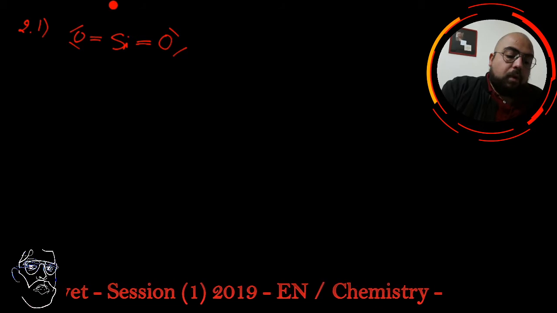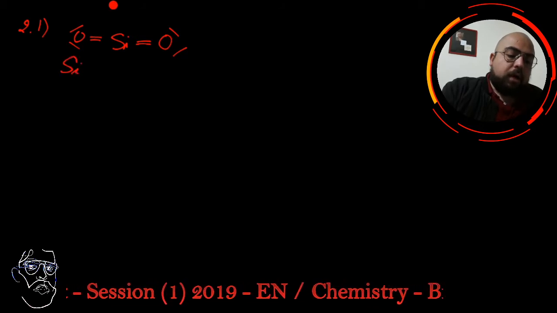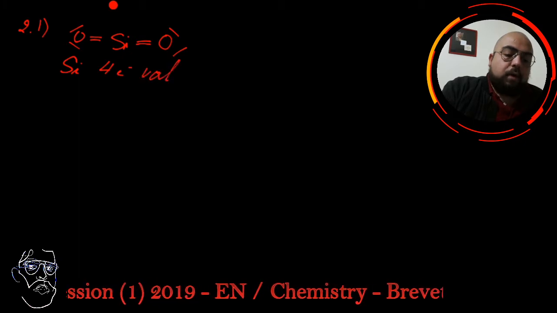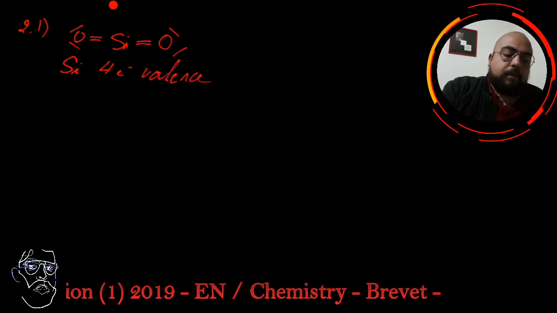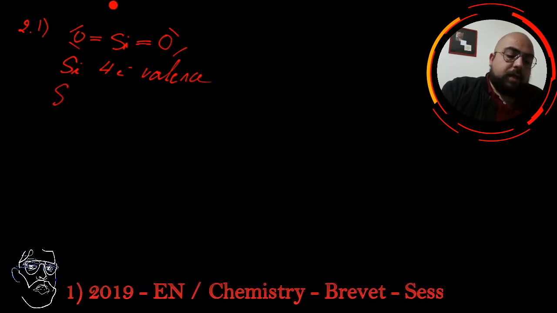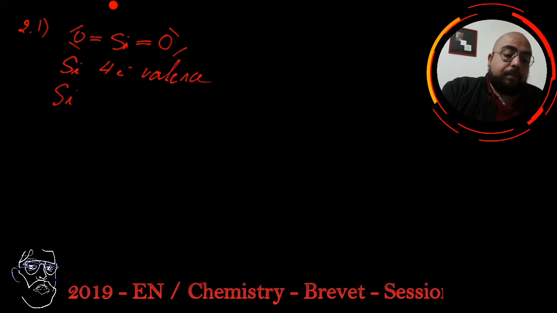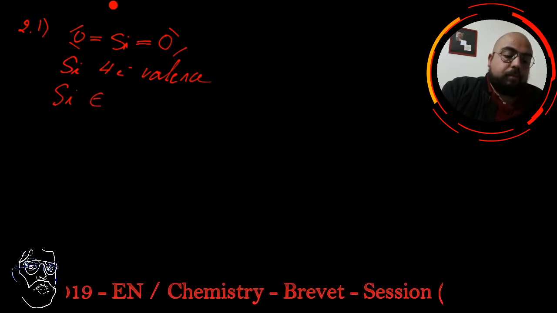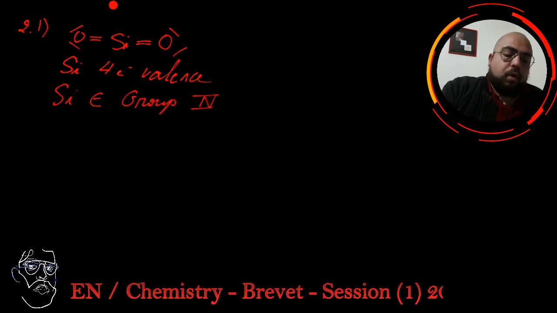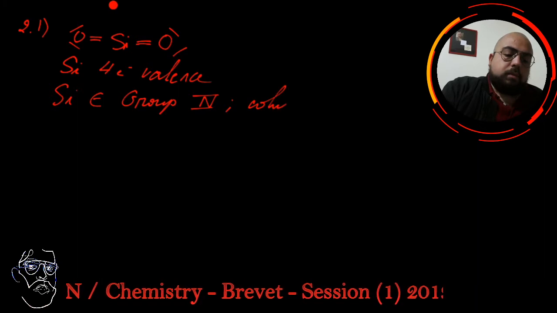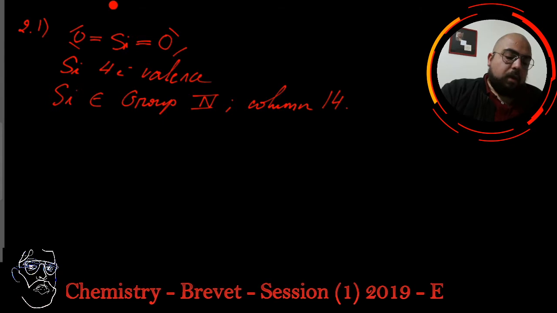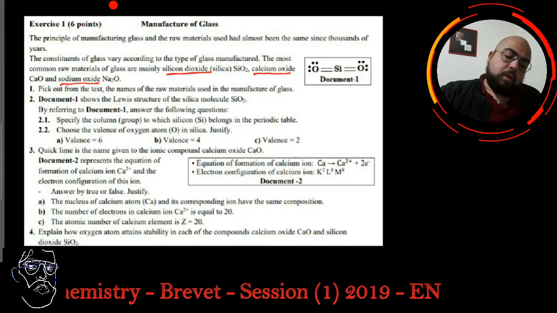So silicon, actually Si, has 4 valence electrons. So in this case, you can say that Si actually belongs to group 4 or column 14. Okay, so this was the first question.